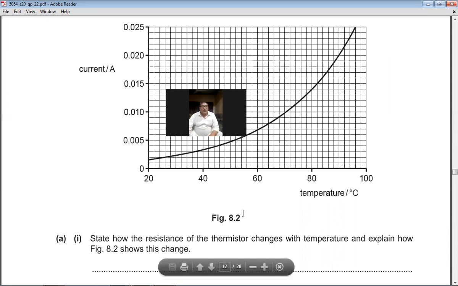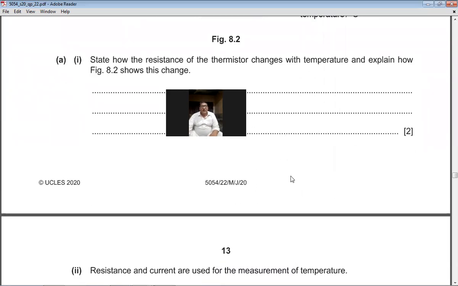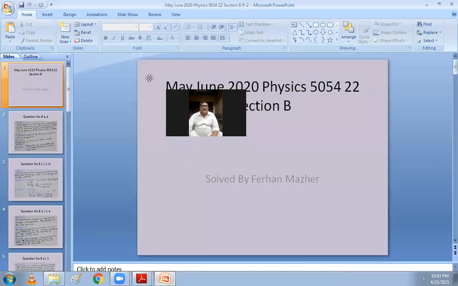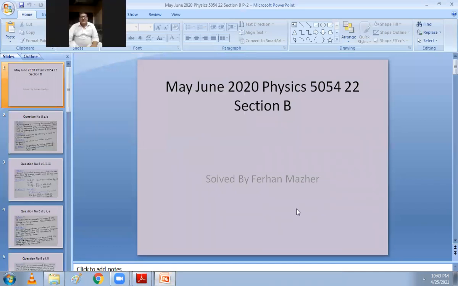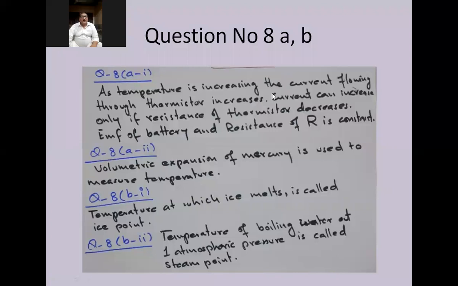So let me show you my answer. I have written this answer. This is a 2-mark question: State how the resistance of the thermistor changes with the temperature, and explain how figure 8.2 shows this change. This is question number 8A, first part.